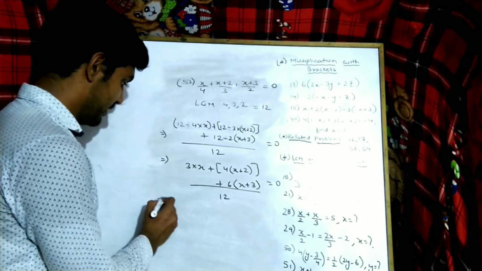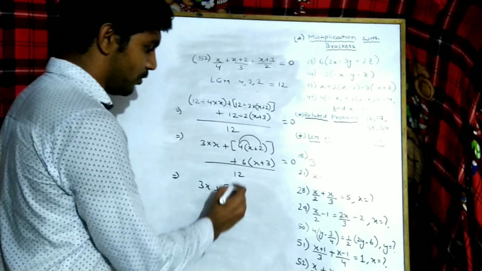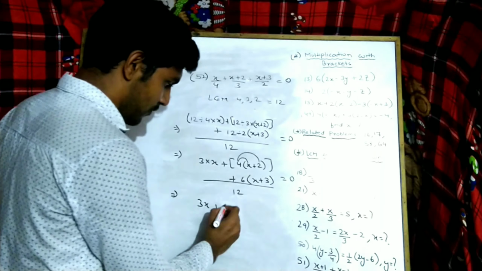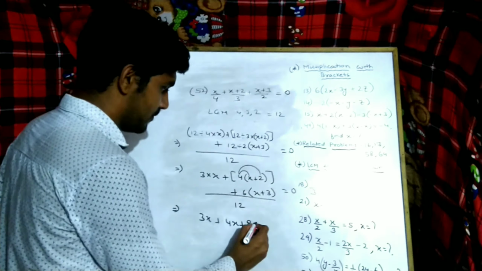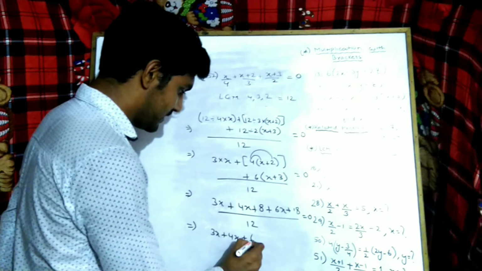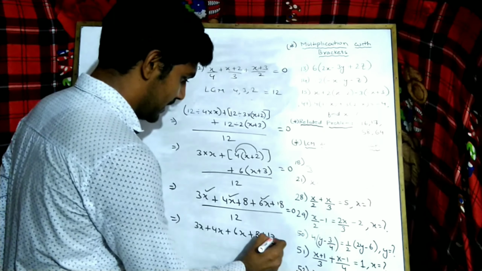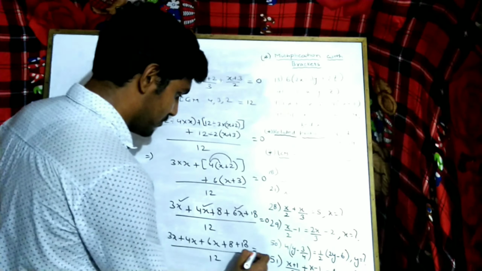Now do it. 3 into x, 3x plus 4 into x and 4 into 2. So 4x, no need to keep brackets. 4x plus 8 plus 6x plus 18 by 12. Clear? Is equal to 0. Now variables one side. So 3x plus 4x plus 6x, plus 8 plus 18. Okay? Clear everyone? By 12 is equal to 0.